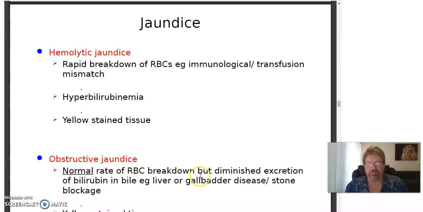Normal rate of red blood cell breakdown, but diminished excretion of bilirubin in bile, liver, gallbladder disease, obstructive jaundice. Okay. I would say most of it's this. There's also neonatal jaundice in newborns. That's a different situation.